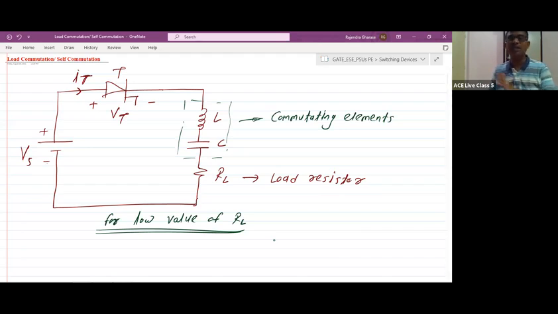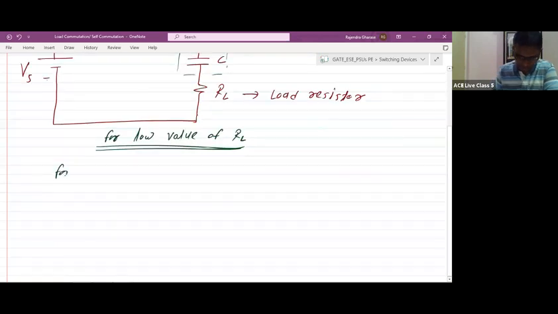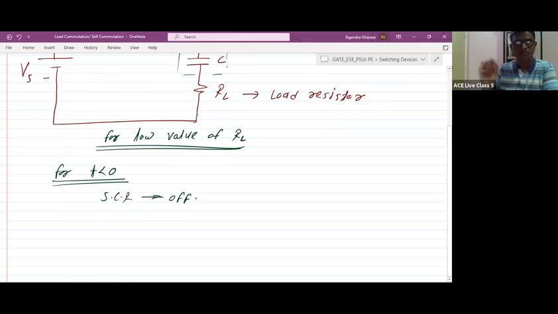Now let us discuss the circuit operation. Suppose for t less than 0, thyristor will be in the off state, and circuit will be at the rest position. For t less than 0, thyristor or SCR is in an off state. Next, circuit at rest position.